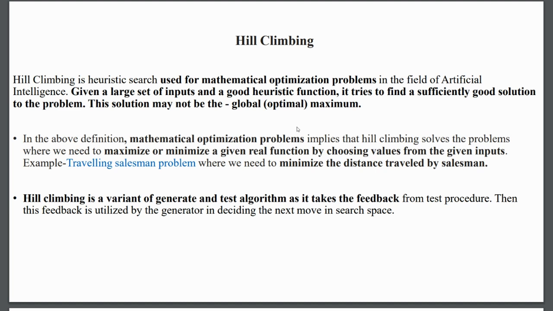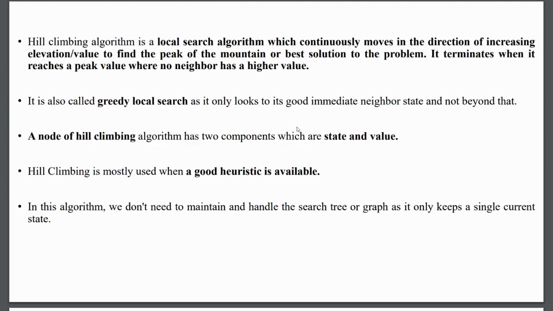Hill climbing is a variant of the generate and test algorithm as it takes feedback from the test procedure. This feedback is then utilized by the generator in deciding the next move in the search space. The algorithm goes this way. It is also known as a local search algorithm, which continuously moves in the direction of increasing elevation to find the peak of the mountain or the best solution to the problem. It terminates when it reaches a peak value where no neighbor has a higher value. It is also known as greedy local search as it only looks at the good immediate neighbor state and not beyond that. Hill climbing is mostly used when a good heuristic is available.